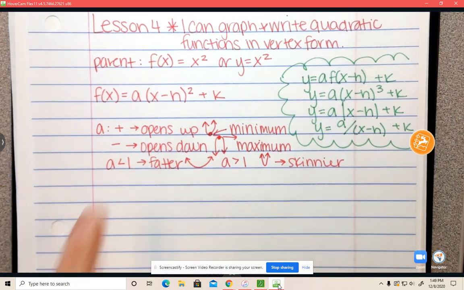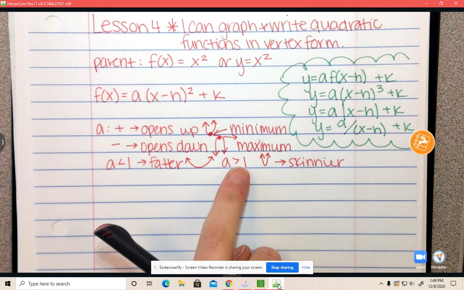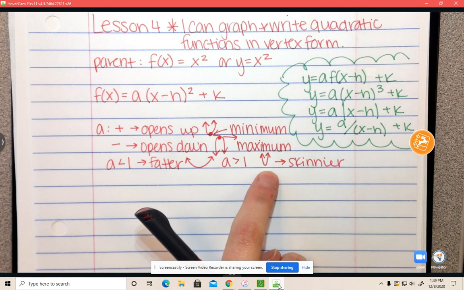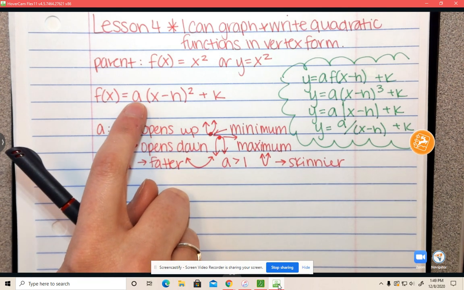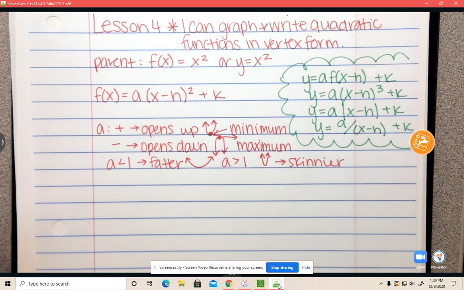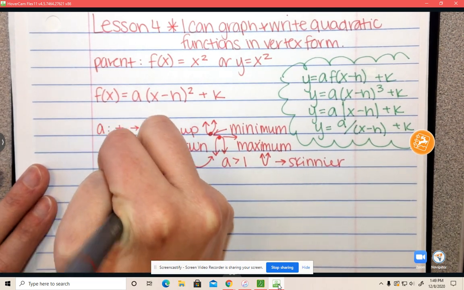And that's because A is like the slope. So if it's a fraction, we know it goes up slower, so that makes it flatter. If it's greater than 1, then it's going up quicker, it's steeper, and it makes it skinnier. Okay? So you can tell all that just by looking at the A, that first number in front of the parentheses.